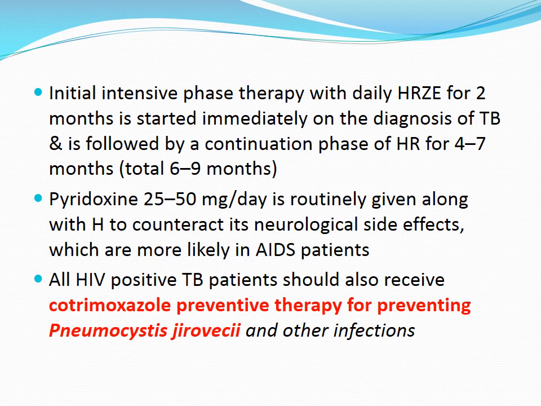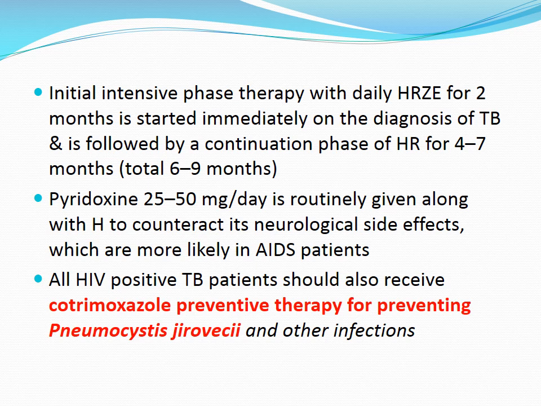Here, as there are very high chances of side effects to the antitubercular drugs, pyridoxine is routinely given in a dose of 25 to 50 milligram to counteract the neurological side effects of isoniazid, which are more likely to occur in the AIDS patient. Okay. So remember, in pregnancy also 2-HRZE and 4-HR. Here also 2-HRZE and HR, but the HR can be for 4 to 7 months. So you can remember that pregnancy and HIV have almost similar regimens. Only the continuation phase can be extended in the HIV patient.